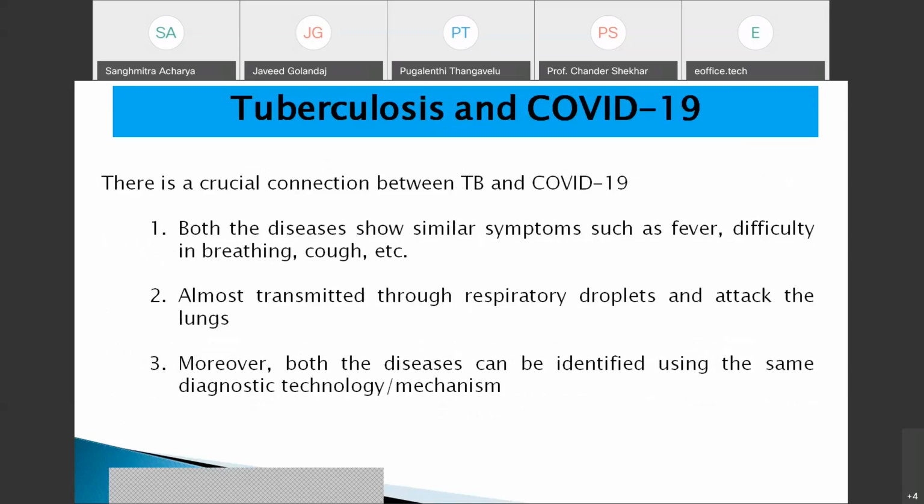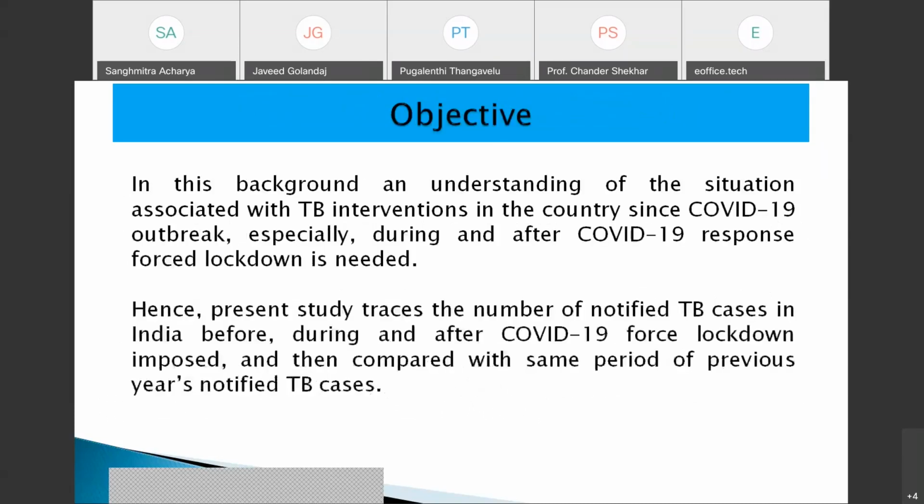Then tuberculosis and COVID-19, there are many similarities between both diseases. We know that both diseases show similar symptoms such as fever, difficulty in breathing, cough, etc., and are transmitted from one person to another through respiratory droplets and attack the lungs. And moreover, both diseases can be identified using the same diagnostic technologies or mechanisms.